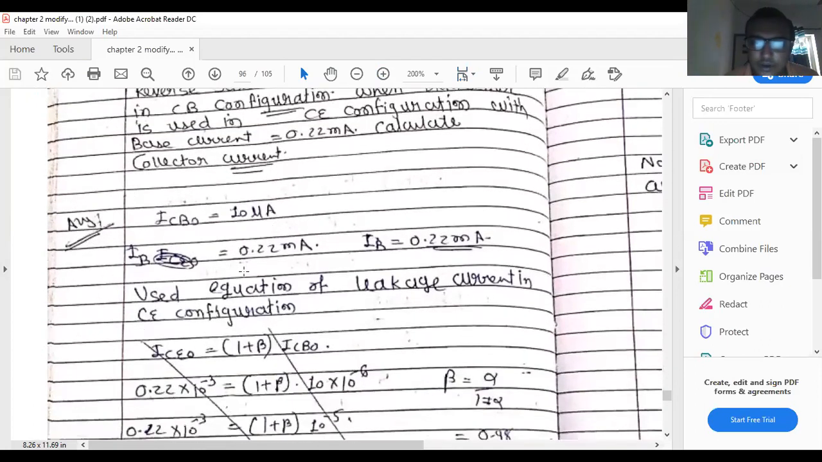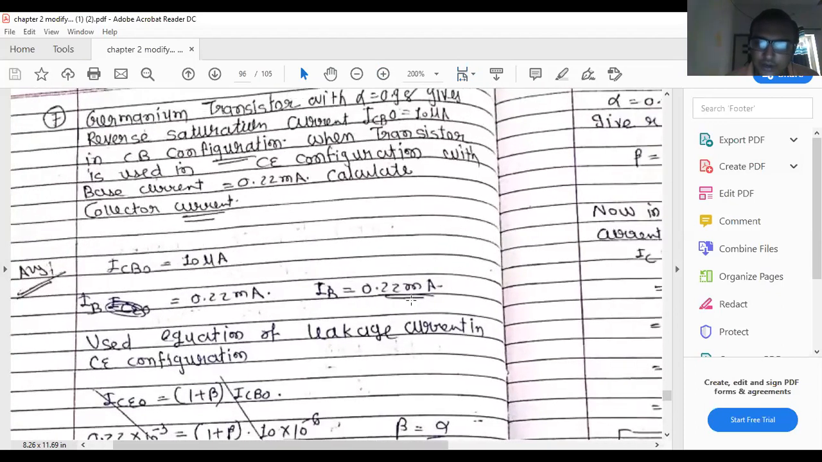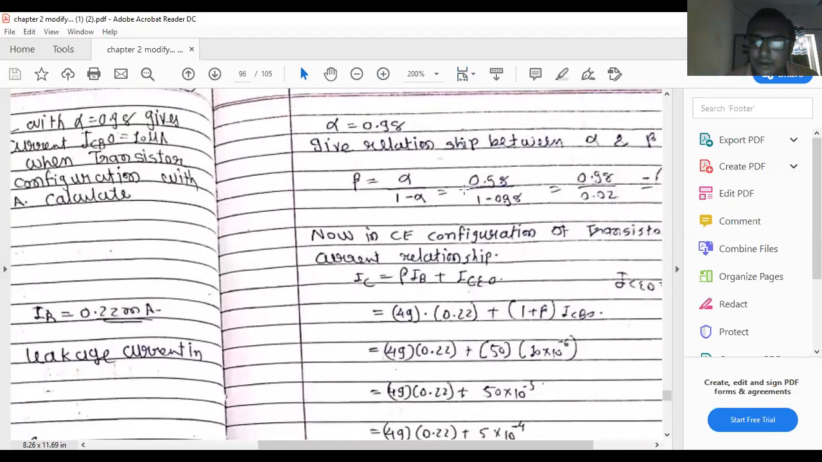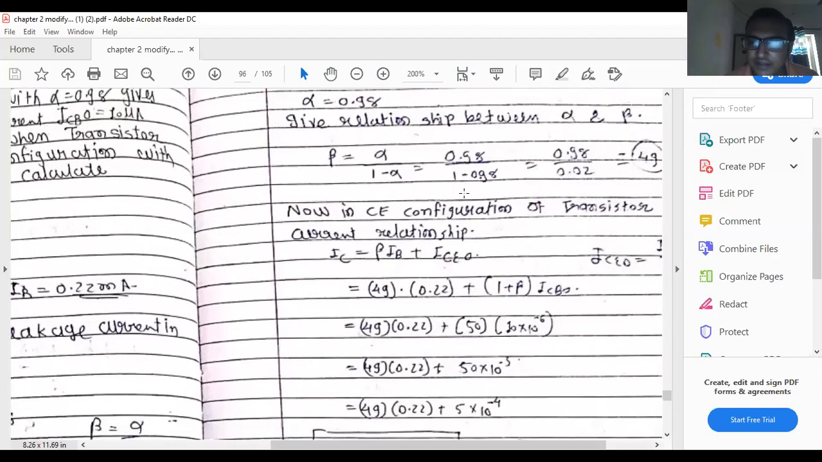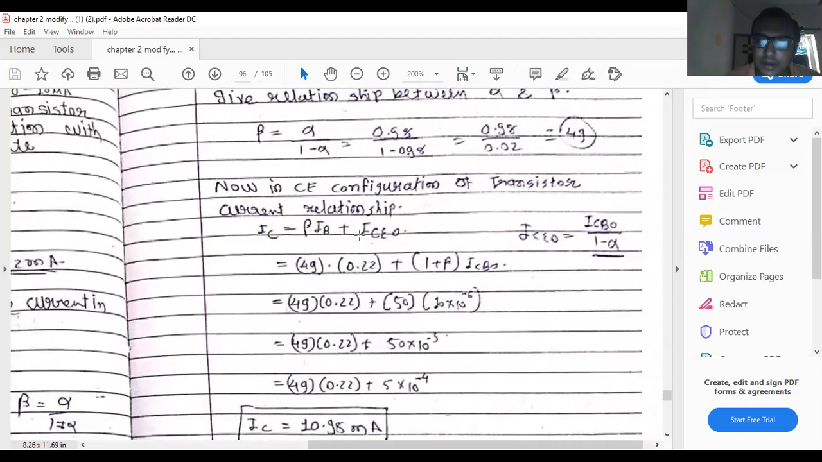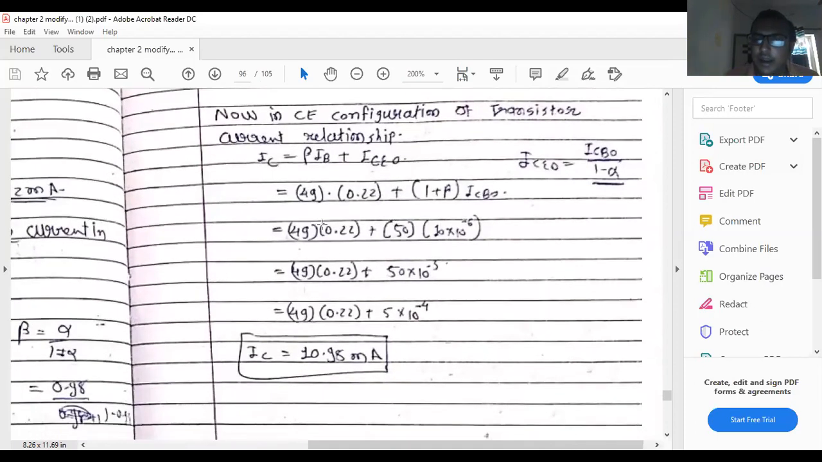Now see what the data is. ICBO equal to 10 microampere, IB equal to 0.22 milliampere. So alpha equal to 0.98. Beta equal to alpha upon 1 minus alpha. Put the value of alpha 0.98, so beta equal to 49. Now for the common emitter configuration of the transistor, IC equal to beta times IB plus ICEO, where ICEO equal to 1 plus beta times ICBO. Put these values and simplify, so we can get the value of collector current.